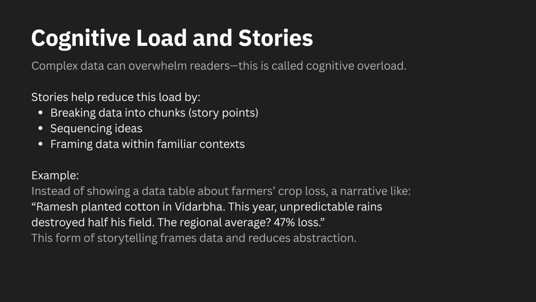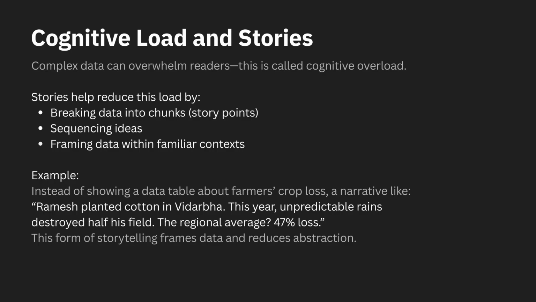For example, instead of showing a data table about farmers' crop loss, a narrative like this: Ramesh planted cotton in Vidarbha. This year, unpredictable rains destroyed half his field. The regional average: 47% loss. This form of storytelling frames the data, if you see, and it reduces any abstraction.